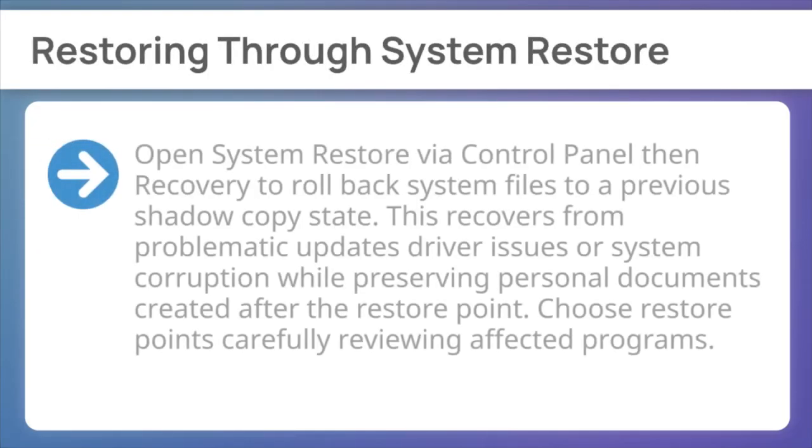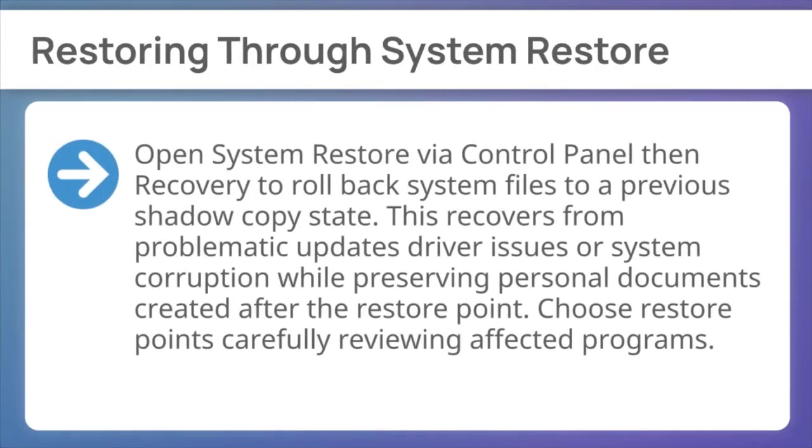Finally, restoring through System Restore. Open System Restore via Control Panel, then Recovery to roll back system files to a previous shadow copy state. This recovers from problematic updates, driver issues, or system corruption, while preserving personal documents created after the restore point. Choose restore points, carefully reviewing affected programs.